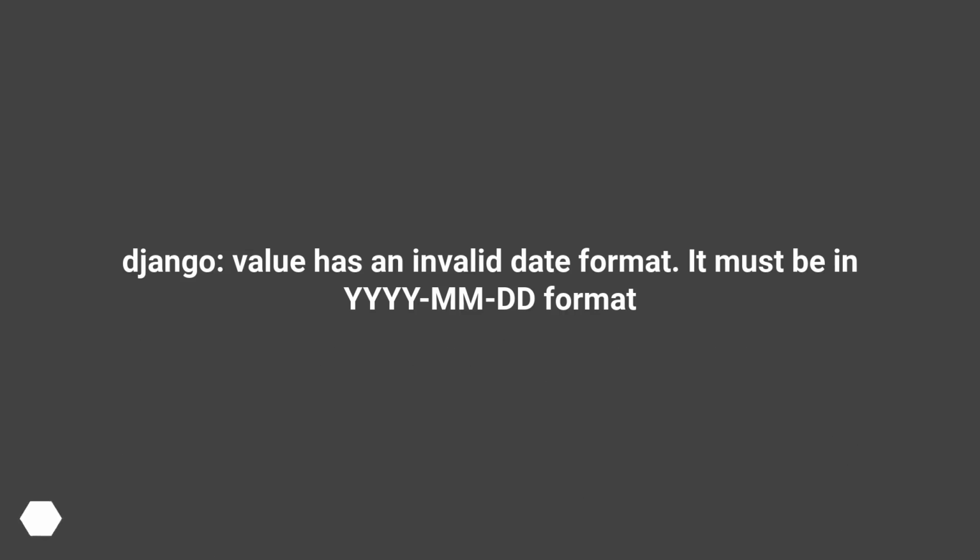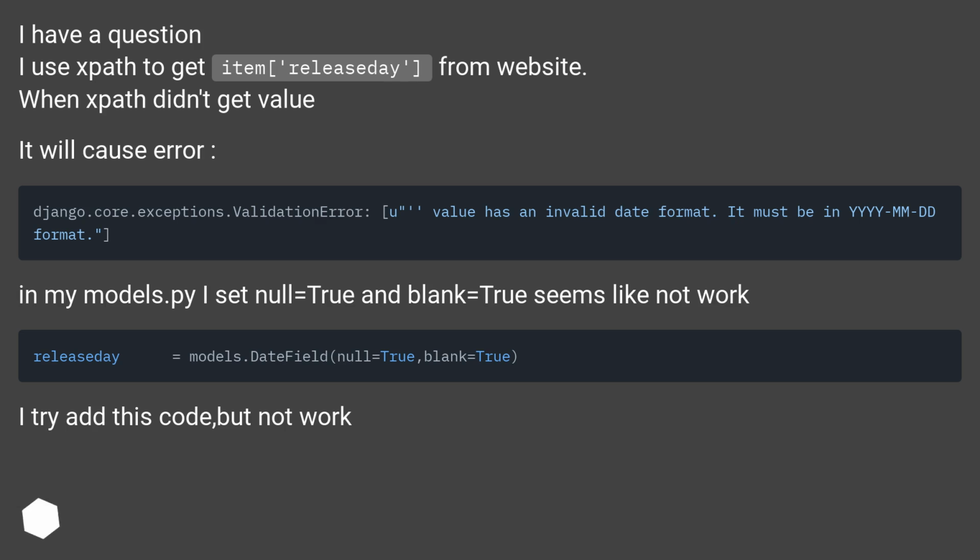Django, value has an invalid date format. It must be in YYYY-MM-DD format. I have a question. I use FAF to get item release day from website. When FAF doesn't get a value, it will cause an error.